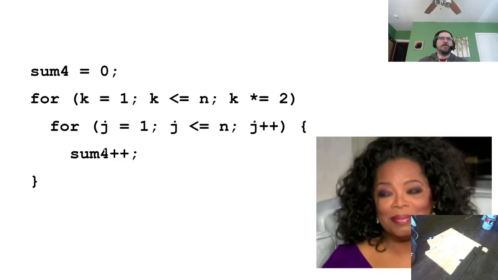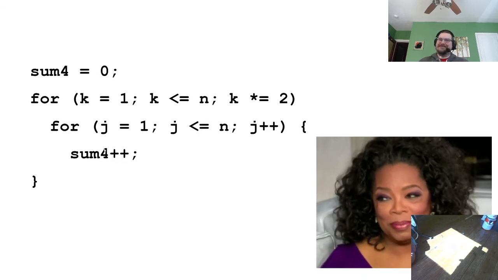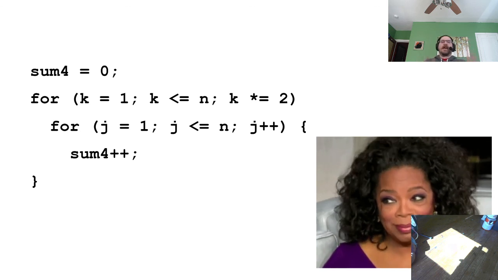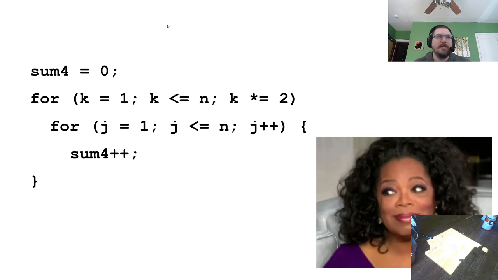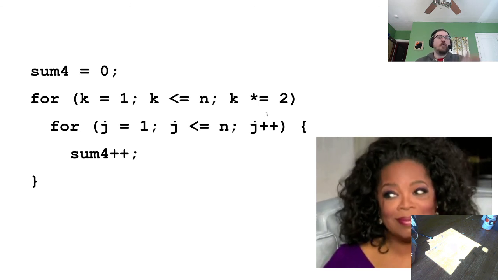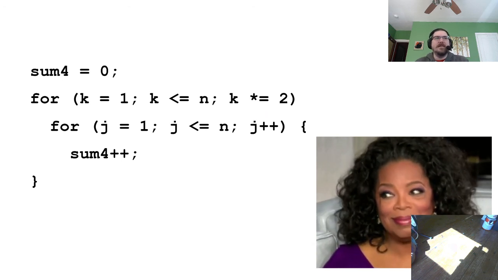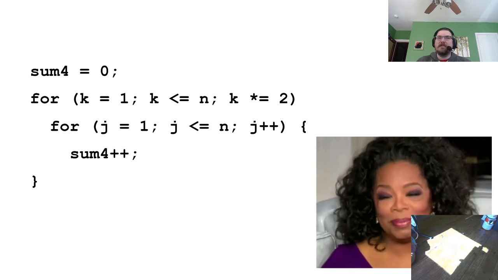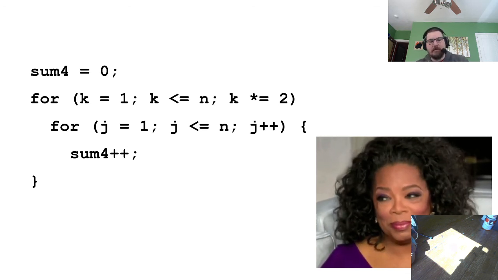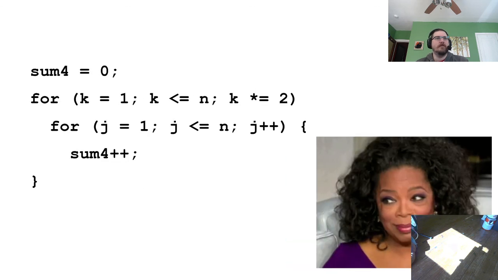All right, how about this one? Pause it and resume it. Excellent. So hopefully you saw this times 2, which means that we're getting twice as close to our destination each time. Which means that the outer loop is log n and the inner loop is n. So this is n log n.